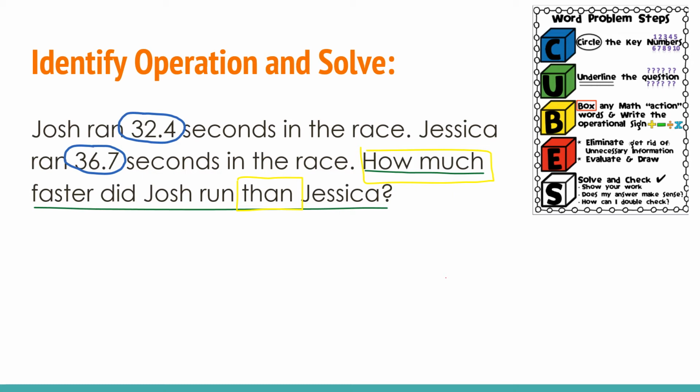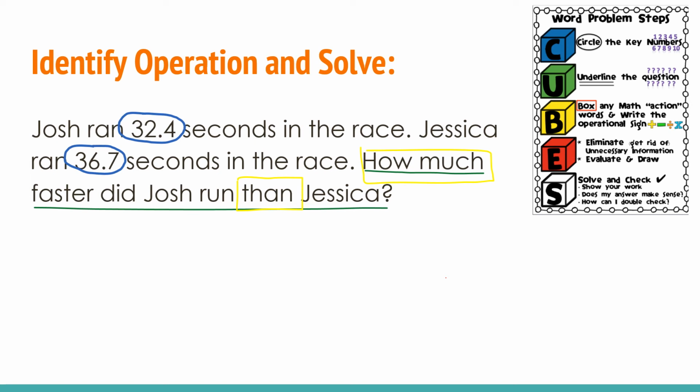Now, I notice that the keywords here are how much and the word than. Now, I remember that signal words like than mean to compare, which means I'm looking for the difference between Josh and Jessica. Now, because I know in subtraction my greater number needs to come first, I'm going to be taking away Josh's from Jessica's. Another indicator of knowing that 36.7 must come first is because when I'm racing, the higher the seconds, the slower I'm going. Therefore, Josh is running much faster because his number is lower.